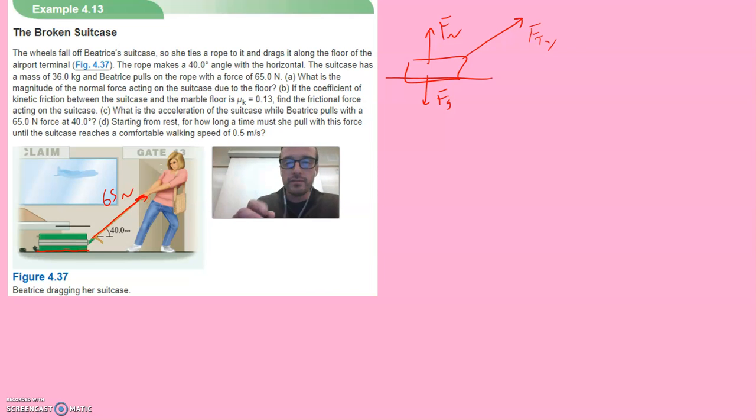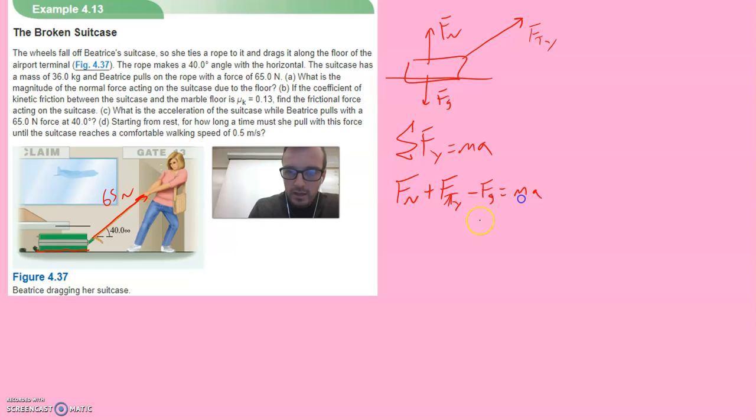So if we take the net vertical force, if we write the sigma Fy equals ma expression, there's no upward acceleration, so we're basically adding up all the forces here. The normal force plus FTy minus Fg equals ma. In this case, we have Fn plus FTy equals 0, since there's no acceleration, so equal to Fg. This is a little tricky because it asks, what is the magnitude of the normal force? So the normal force would be equal to mg, that's the Fg, minus FT sine of theta.